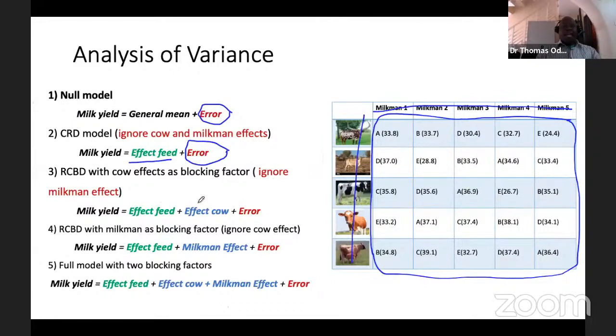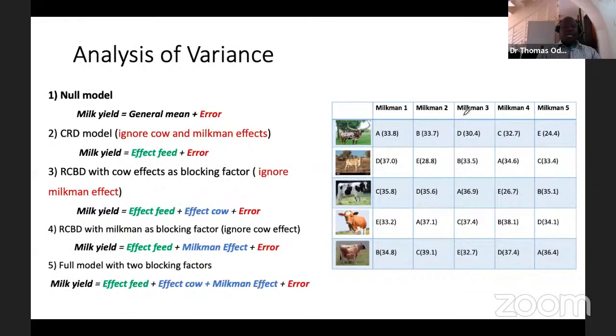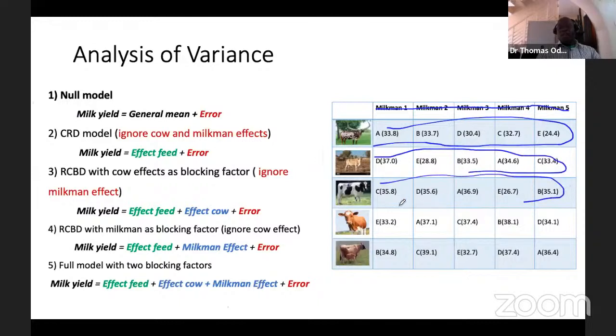Then the other thing that we could do is go for alternative number 3. With alternative number 3, we could assume that we are running a randomized complete block design with the cow effect as a blocking factor. So we assume the milkman effect doesn't exist, and we just assume that the cow is a blocking factor. So this is our block number 1, block number 2, block number 3, block number 4, and block number 5. This is a randomized complete block design with the cow as a block. That is our model number 3.